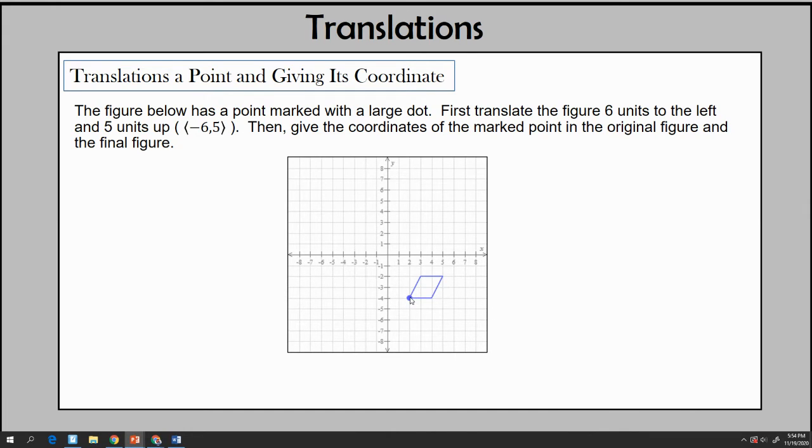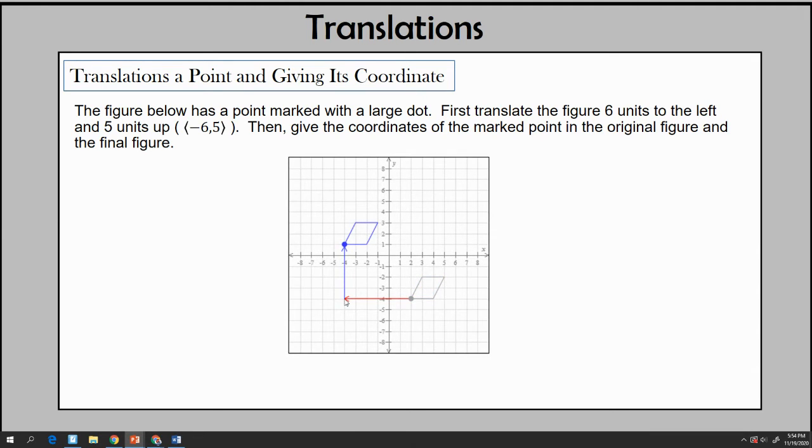So I take this point, we're going to go 6 to the left and up 5, and we're going to do it for all four corners. Go 6 to the left, up 5, and do it for all of them. The image gets moved to here. It's like sliding it from here to here.